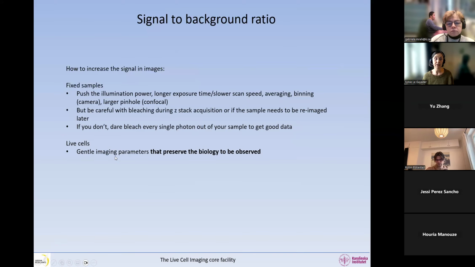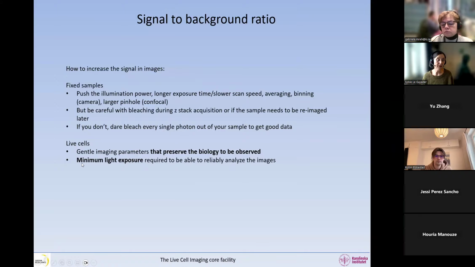We need to have very gentle imaging parameters. And these parameters need to preserve the biology to be observed. This is the key: you do not want the imaging process to influence the biology that you are observing. Okay, and I think you've watched the video about imaging live samples, and you have seen that we have to do lots of controls to make sure that our imaging does not influence the biology that we want to observe.